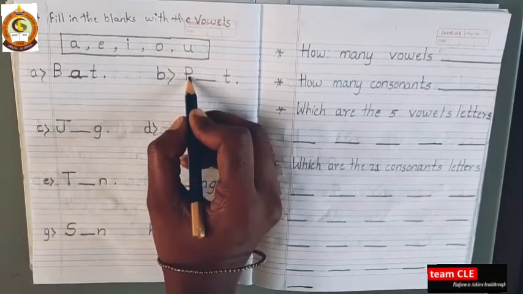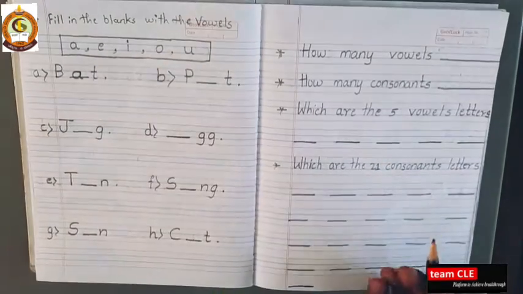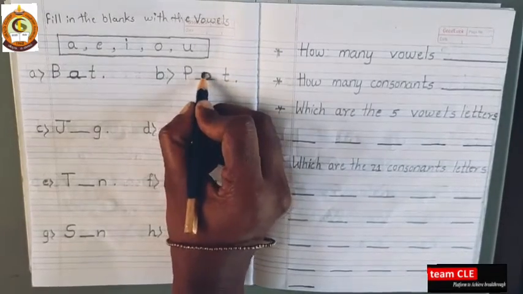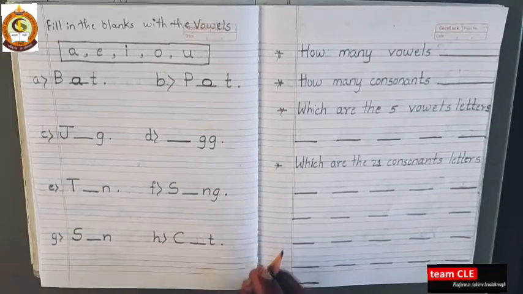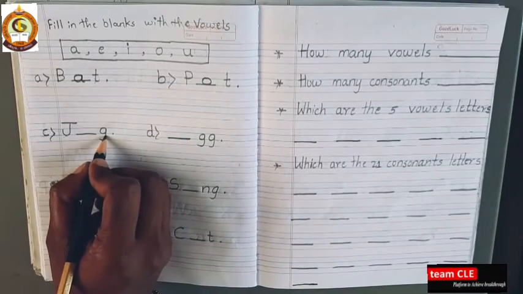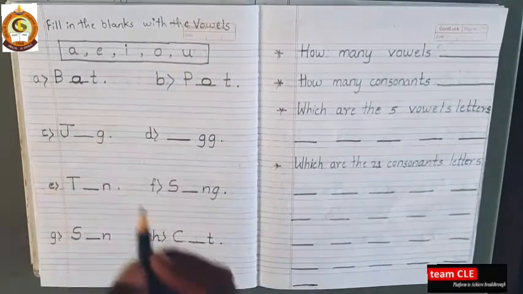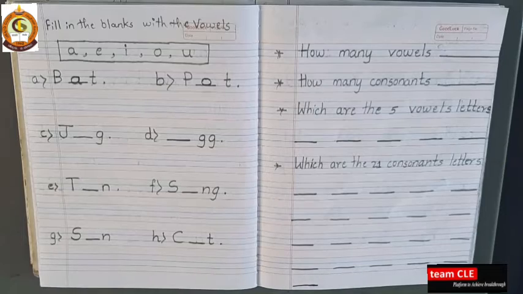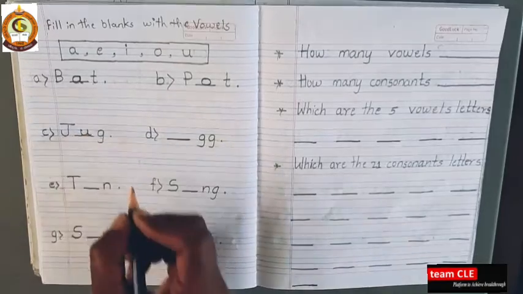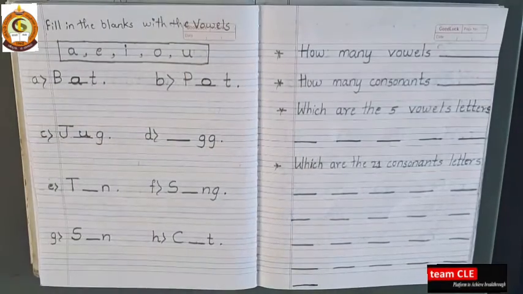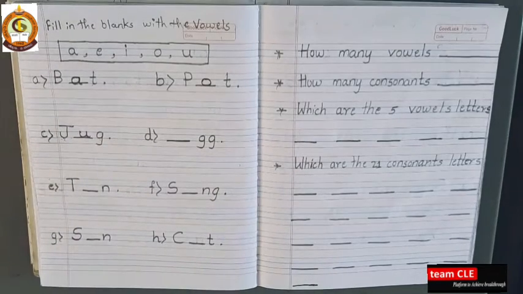So next, P-T. P-E-T, pet, or P-O-T, pot. So any one you can write it here. So I will write it here, O vowel. P-O-T, pot. Next, J-G. J-U-G, jug, or J-O-G, jog. So any one you can write it here. So I will write U, and I will make the word J-U-G, jug.